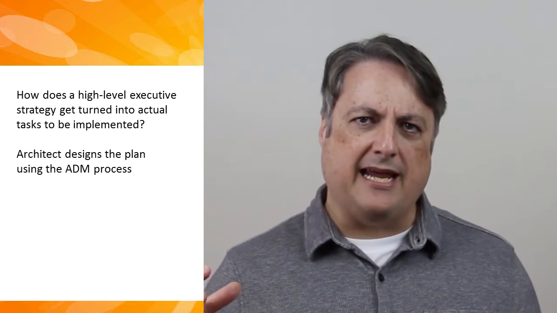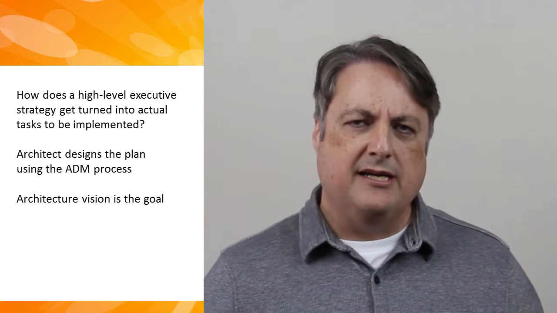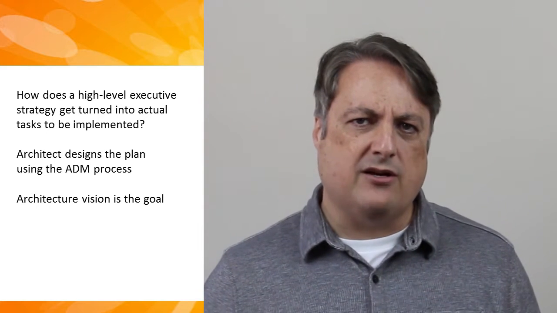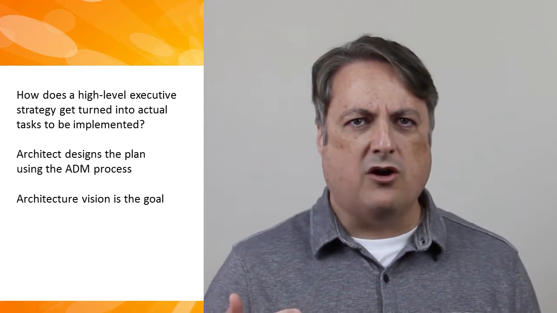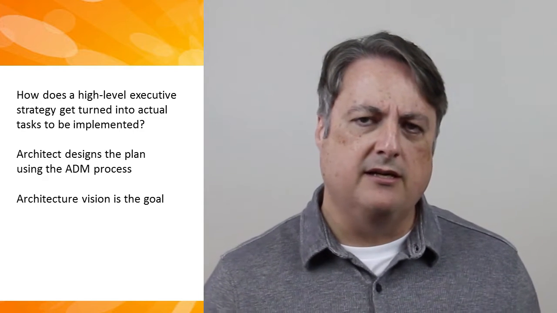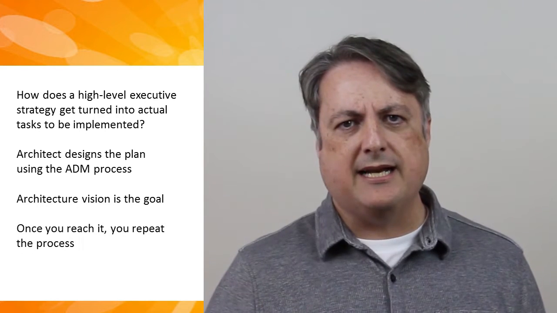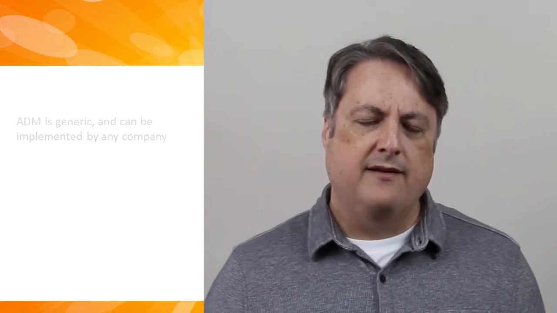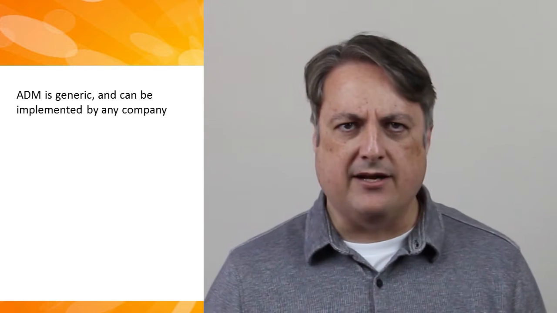So TOGAF and then the ADM is a process for turning the overall executive strategy into a work plan that gets implemented. It's also a cycle that repeats. You set a goal in the future. That's called the architecture vision. And then you slowly move your business, application, data, and technology to meet that goal. And then when you reach that goal, you can set a new goal and set a new vision. The ADM process is so generic that any company can modify it and implement it. That's why it's an industry standard.